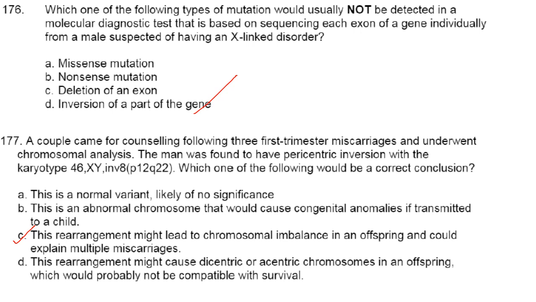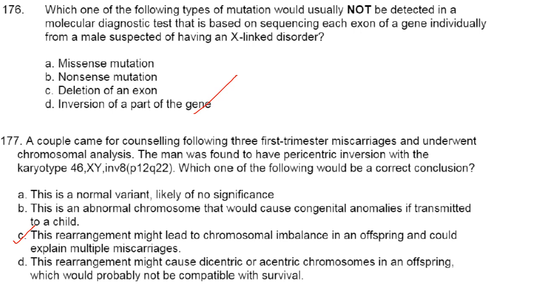Which of the following types of mutation would usually not be detected in a molecular diagnostic test that is based on sequencing each exon of a gene individually from a male suspected of having X-linked disorder? Answer is inversion of a part of the gene. Answer is option D.